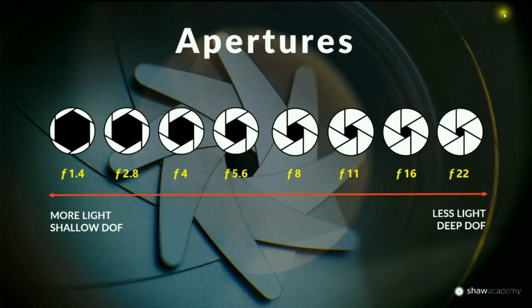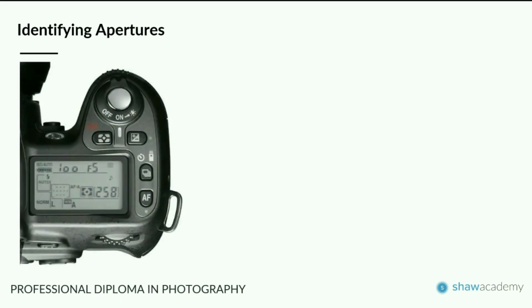So a low or a small f-stop or small f value is going to give us a shallow depth of field, where a high f-number or f-stop is going to give us less light, and as we can see, the aperture itself is much smaller, and that gives us what's called a deeper depth of field, a deep depth of field.